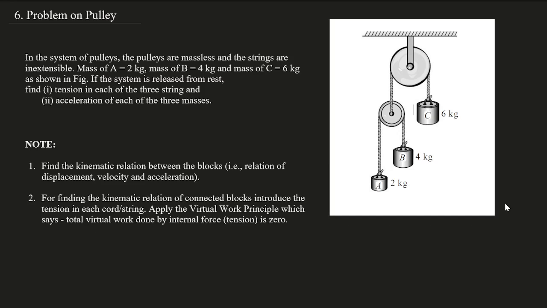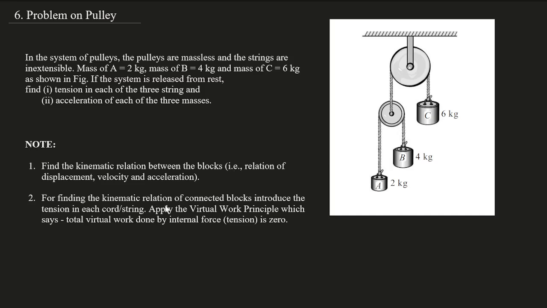Okay, so to solve this kind of problem, we have to frame, or else find, the kinematic relation between the blocks, because if you see, all the blocks are connected by a string which is inextensible. So the relation will be in terms of displacement, velocity or else acceleration. To find the kinematic relation, we can introduce tension in the string or else cord. After that, we can apply the virtual work principle, which states that the virtual work done by internal force, that is the string, is 0. So by using this information, how can you solve this?